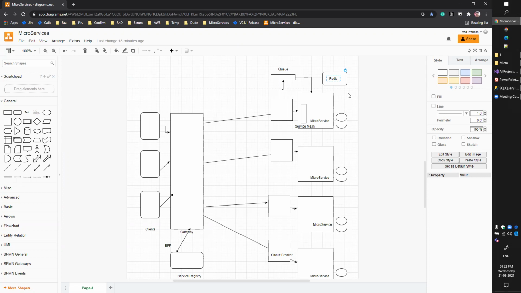Suppose it is a financial transaction, that definitely will not be put into the cache. In that case, the database will be the only source of truth, and there will be no cache in the picture to serve financial transaction kind of stuff, right?